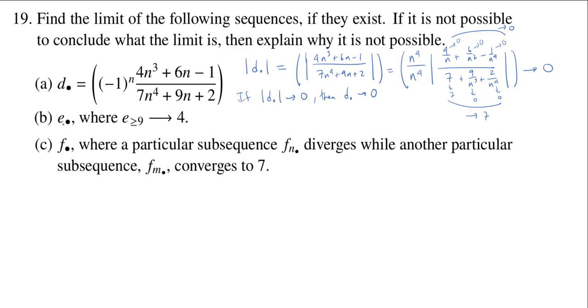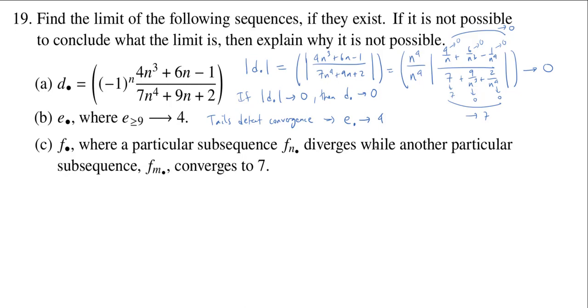Okay, so I have a sequence E, and I know that a tail converges to 4. All right, well, we have a theorem which tells us that tails detect convergence, which means if a tail converges, then the original sequence has to converge, and it has to converge to the same value. So this implies that E dot converges to 4.